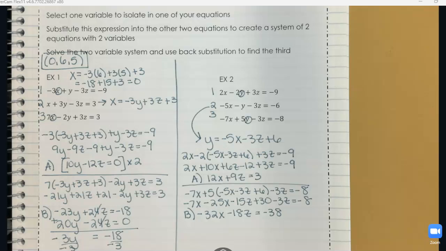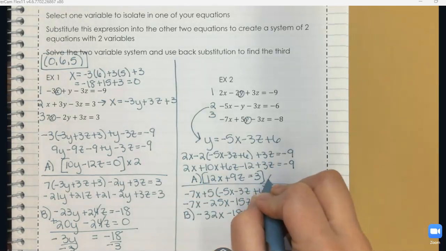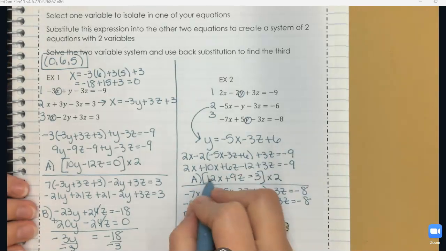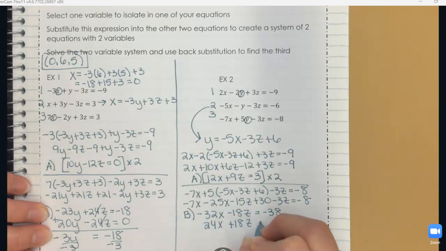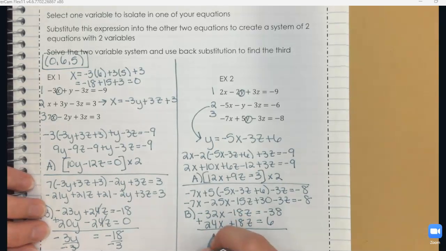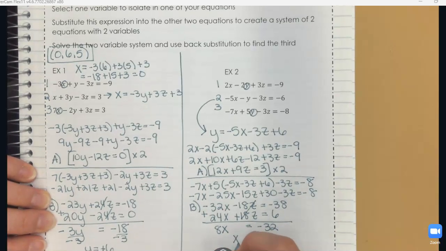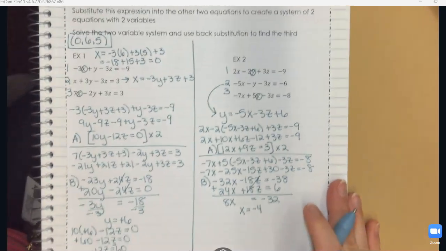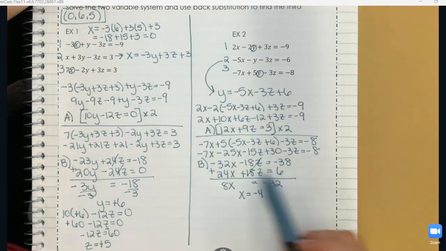Now, looking at what I have here, between A and B, I have a 9z and an 18z. Again, I could get these to cancel if I double equation A. So when I do that, I have to multiply all three parts. I'm going to get 24x plus 18z equals 6. And when I combine those two equations, negative 32x plus 24x is negative 8x. This adds to 0, and that's going to be equal to negative 32. So when I divide both sides by negative 8, I get that x is 4, which I can now use to solve for z in either equation A or equation B or my doubled one.